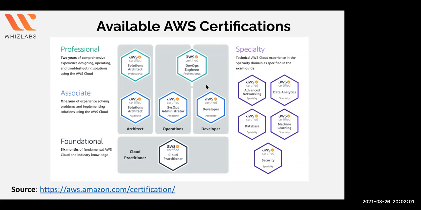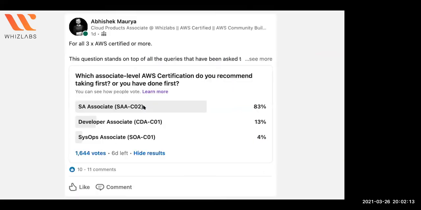Okay. So yeah, I have shown the certifications, and now please wait for the surprise that we have. Now I have something more to show you. Yes. So I took a quiz on LinkedIn, and 1,644 people participated, where they told to go with Solutions Architect first if you are just doing your first associate level certification.